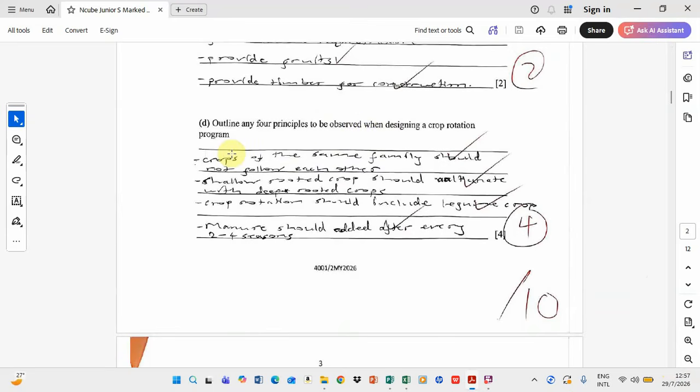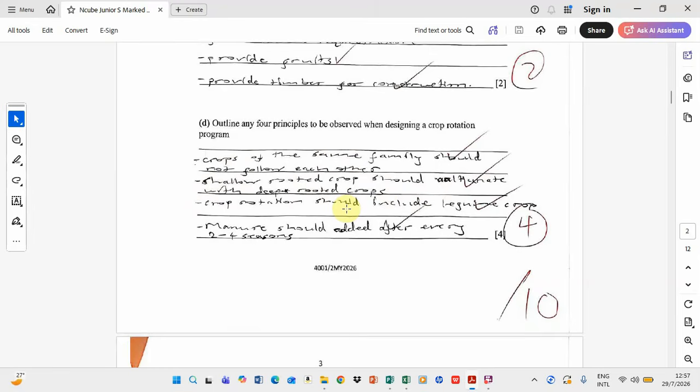Crop rotation program. When we're designing a crop rotation program, we say crops of the same family should not follow each other. The initial rotated crops should alternate with deep rooted crops. Crop rotation should always include a lagging crop. A fallow period should be included. That is, maybe after 4 years, the land is left for some time to recover. That is a fallow period.